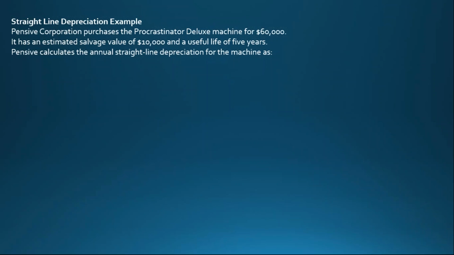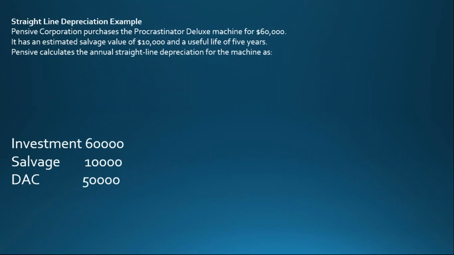Pensive calculates the annual straight line depreciation for the machine as... now first off, this is a common way they'll word the question on the test. They're giving you the information, telling you what the initial investment was: $60,000. The salvage value means that after I'm done with this and ready to get rid of it, I can sell it for 10 grand. I'm going to get at least my 10 grand back of my initial investment after 5 years.